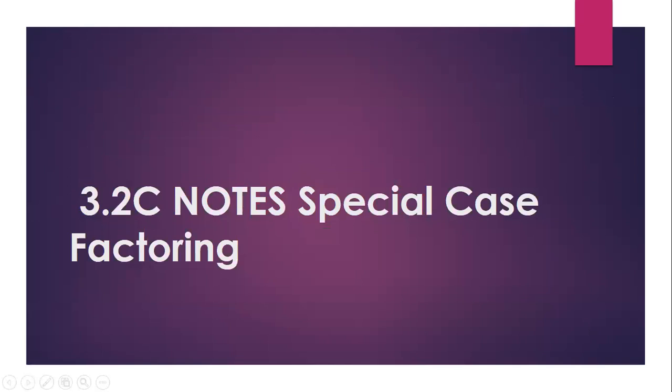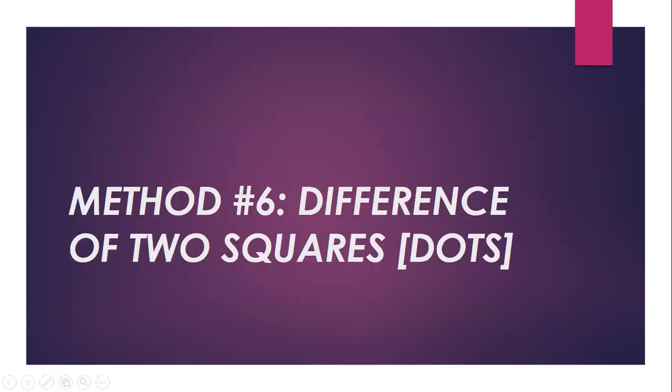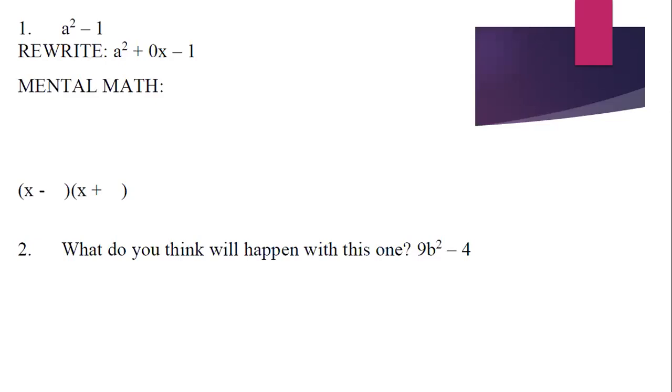So after the quiz, you are going to be doing 3.27 notes, special case factoring, okay? Special case factoring is more about looking at patterns and plugging in those patterns versus going through and calculating, guessing and checking, and figuring out things that work. All right, the first method we're going to go over is method number 6, difference of two squares.